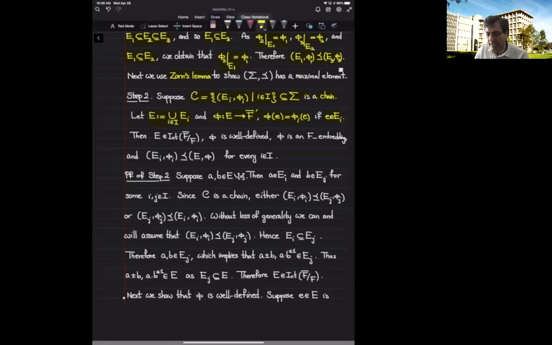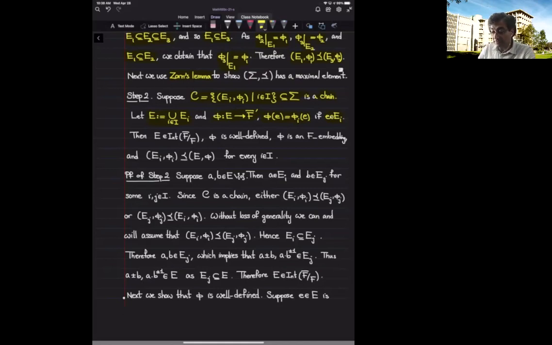That means the pair E comma phi would be more than the pair E sub I comma phi sub I, or the pair E sub I comma phi sub I is at most the pair E comma phi. So that means the pair E comma phi would be an upper bound for all the pairs E sub i's comma phi sub i's.